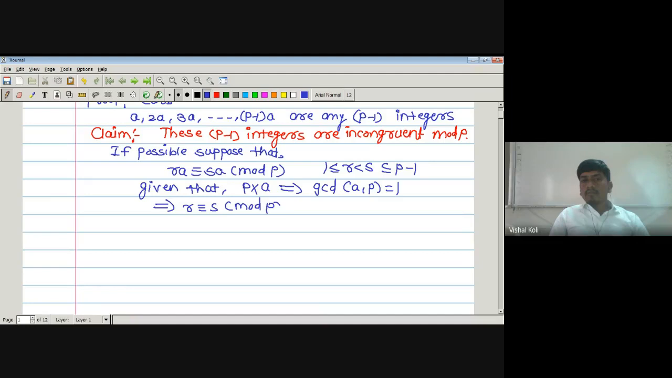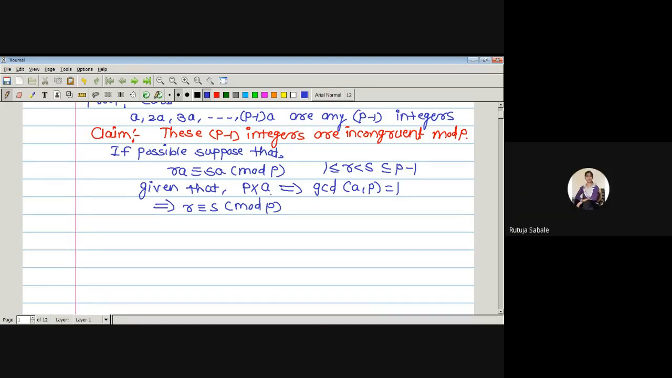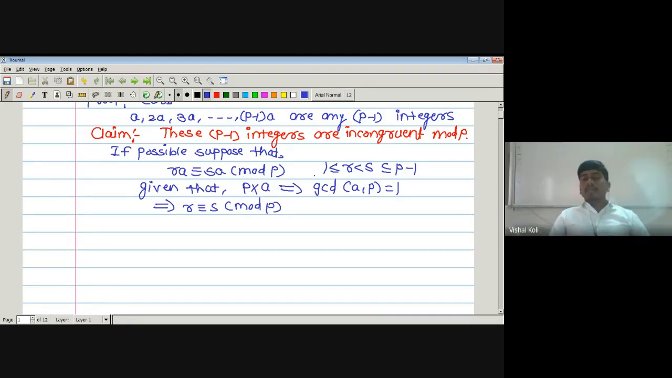Can we write it, sir? Yes, ma'am. Yes, sir. Okay. If AC is congruent to BC modulo N, then A is congruent to B modulo N upon GCD of C and N. But here GCD of C and N is 1. Therefore, R is congruent to S modulo P.